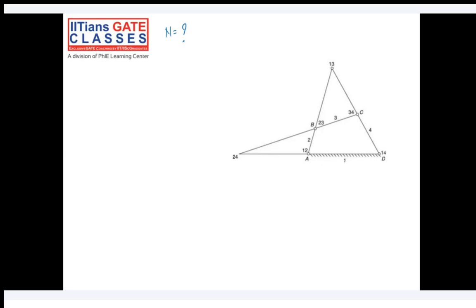Why? The formula is n into n minus 1, divided by 2. N, basically in this case, is 4 links. It's a 4-bar chain, so 4 into 4 minus 1, divided by 2. So 4 into 3 is 12, divided by 2 is 6. Okay, this is how we got 6 I centers. Fine.